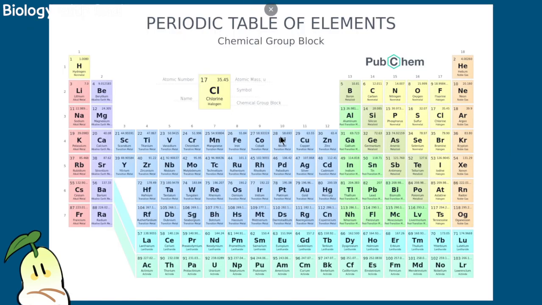This is a periodic table of elements. I forgot which of these are the 92 naturally occurring ones, but basically, yeah.